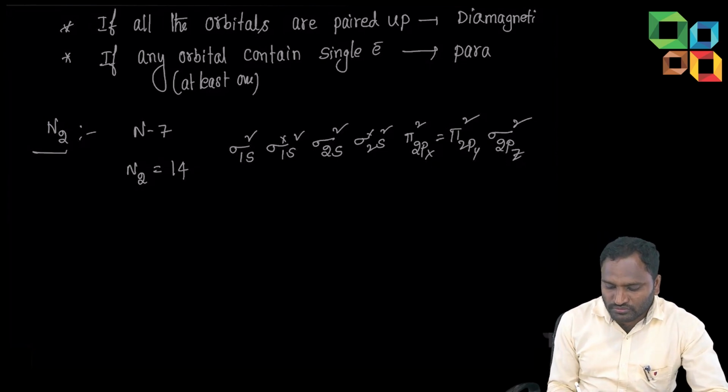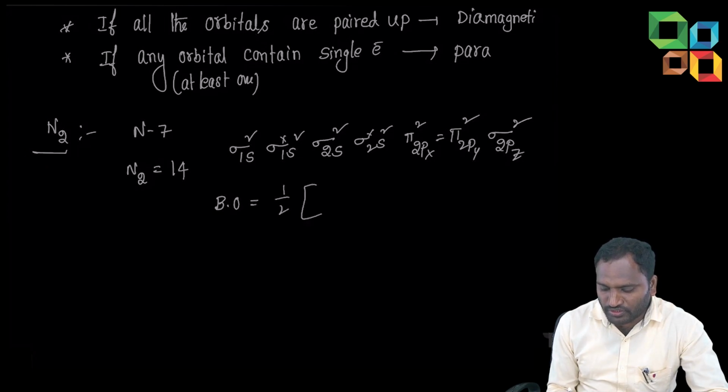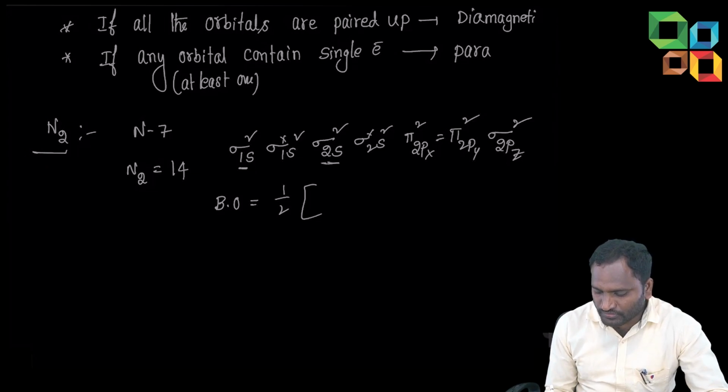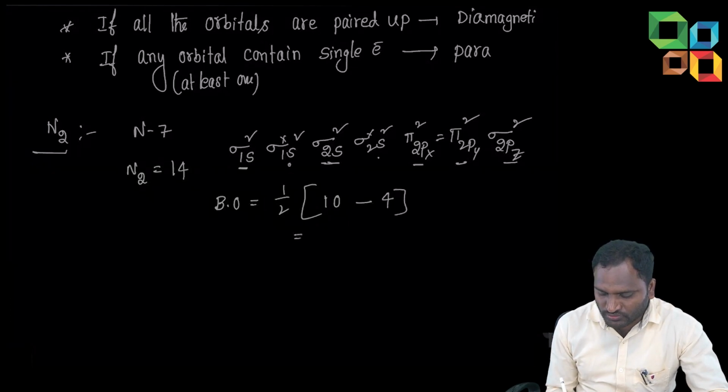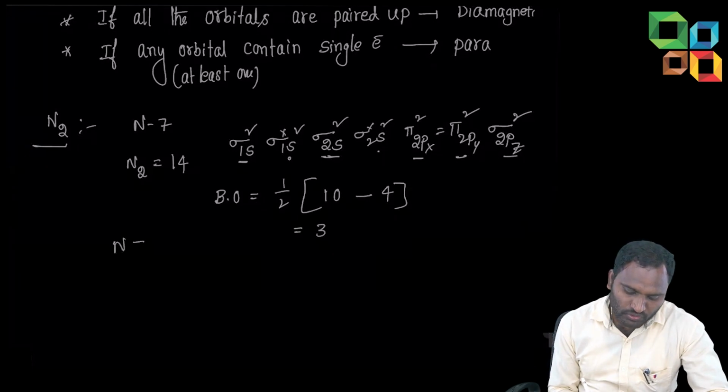Okay. Now, to find out bond order, what formula is there? Half into number of bonding. 2, 3, 4, 5. 5 twos are 10. Minus antibonding: 1, 2. 2 twos are 4. So 6 by 2 means 3. Bond order is 3. N triple bond N.